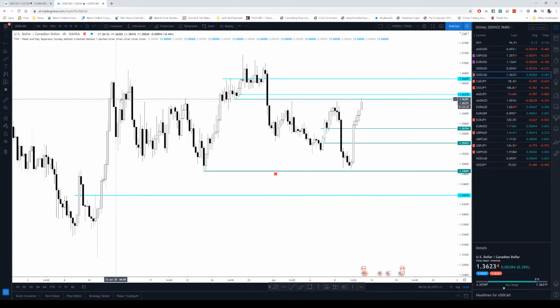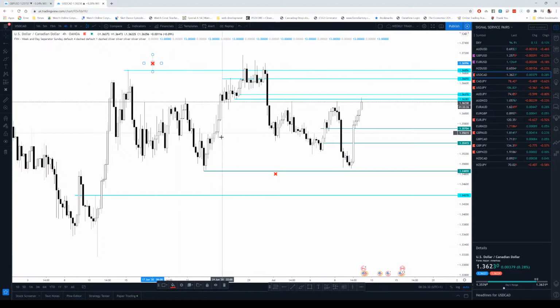All right, so that's how you identify liquidity pools. Just look for old highs like this and use them as targets. So if you buy, if you are long, you target highs as your main target, but you take profits along the way.